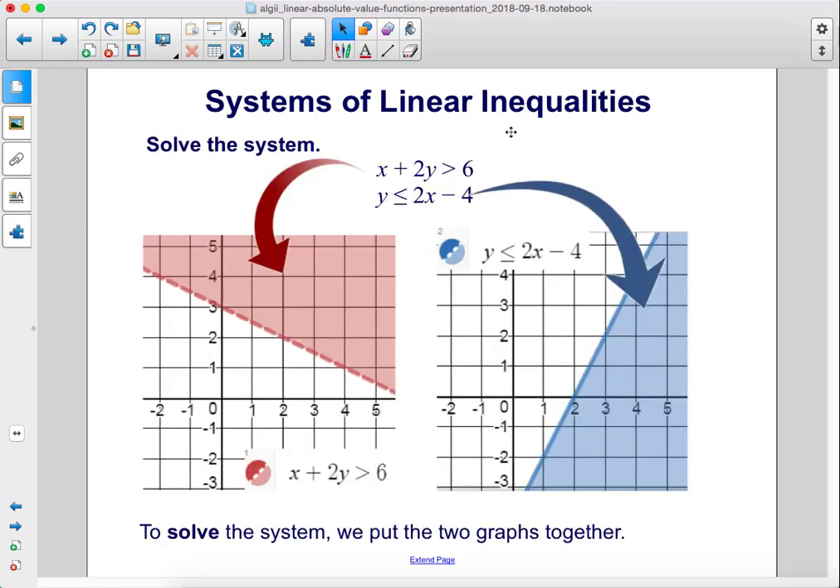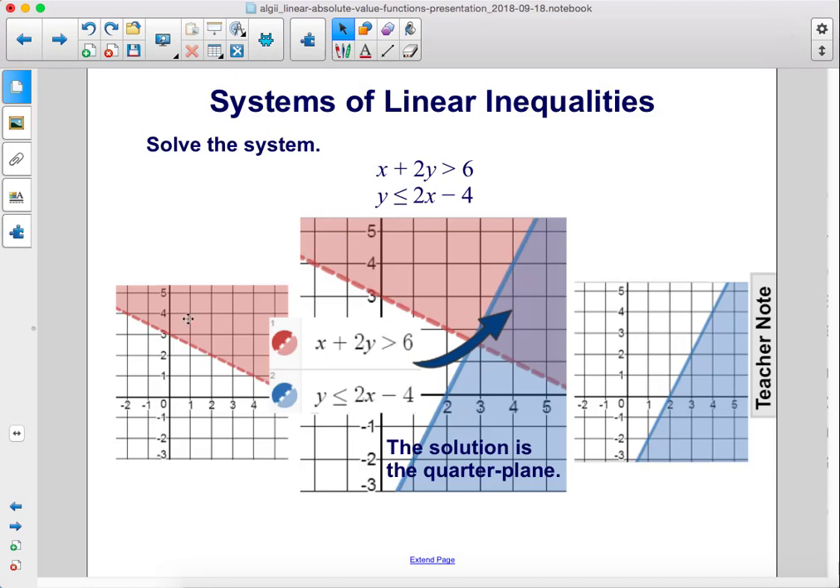Solve the system. To solve the system, we put the two graphs together. So here is the graph of x plus 2y is greater than 6. And here is the graph of y is less than or equal to 2x minus 4. When we put both of these graphs into one grid, the solution is the quarter plane, this area here that is shaded in both graphs.